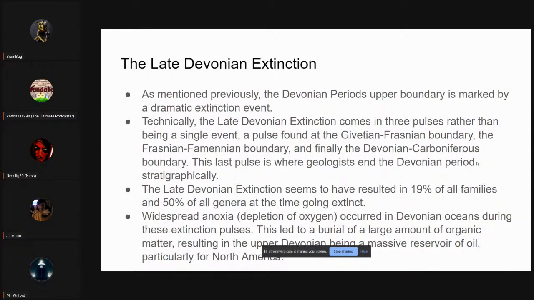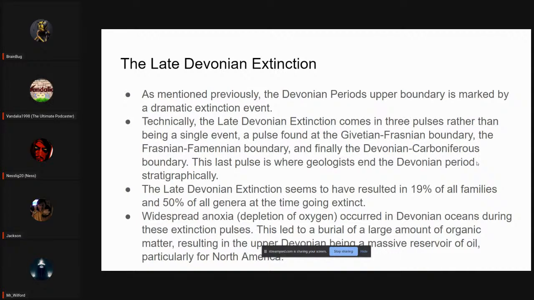So now for the fun but somewhat sad part of the Devonian period. As I mentioned earlier, the Devonian period's upper boundary is marked by a very noticeable, distinct extinction event. Technically, we call it the Late Devonian Extinction, and technically it's not one event. It was actually like three pulses: one at the Givetian-Frasnian boundary, then the Frasnian-Famennian boundary, and then the Devonian-Carboniferous was the last one, and that last pulse is where we draw the line. Forgive my butchering of those names, by the way.